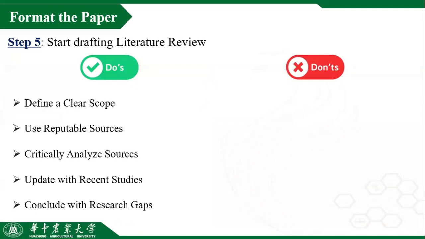First, define a clear scope. If your paper is good in writing, but the literature review is not related to your paper, the reviewer may give a rejection directly because you are not focusing on the point of your writing. So define the clear scope of your writing, then use only well-reputed, trusted journals, because there are many fake journals and fake articles.